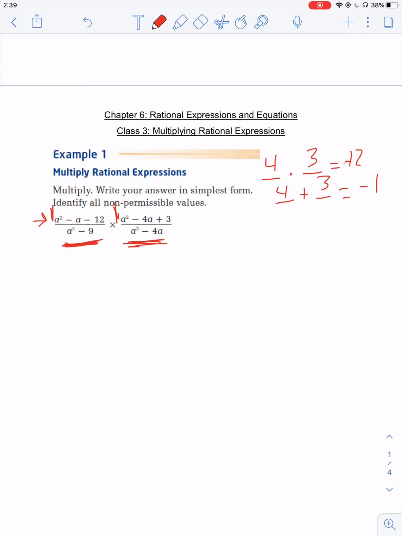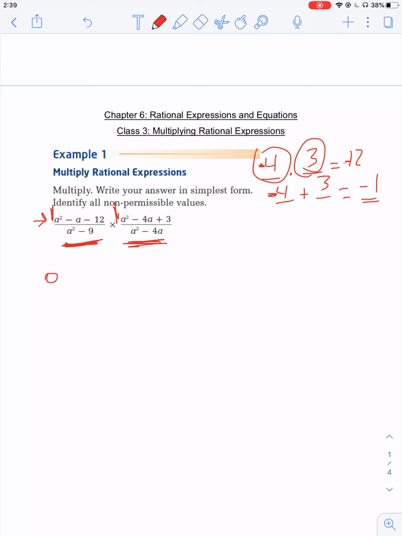Okay, so because my sum is negative, that means the bigger number has to be negative. Okay, so there you go. So minus 12 and then minus 1. So because I can use a shortcut here, right? This is what I'm gonna do.